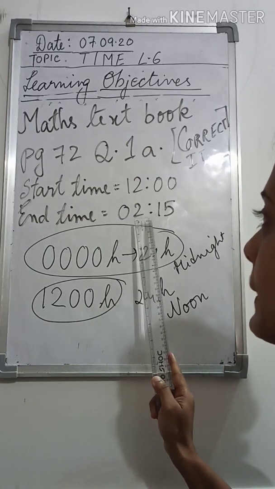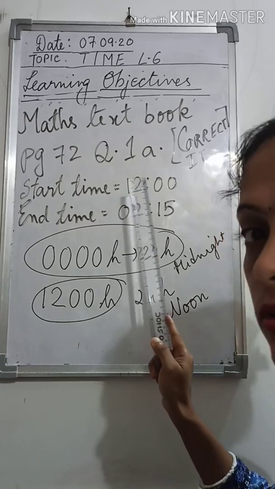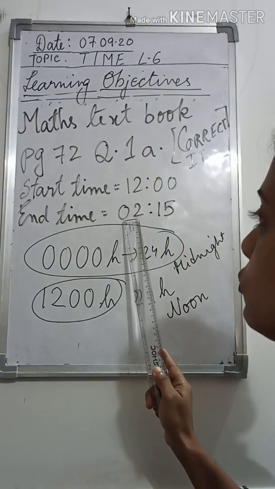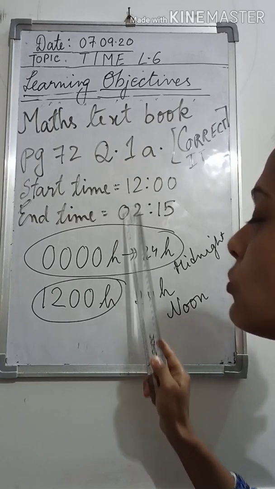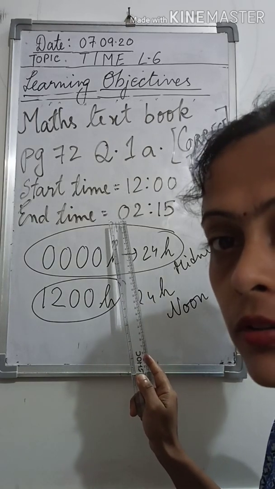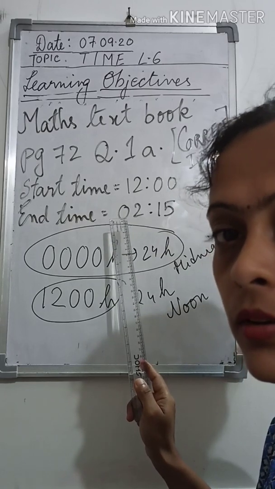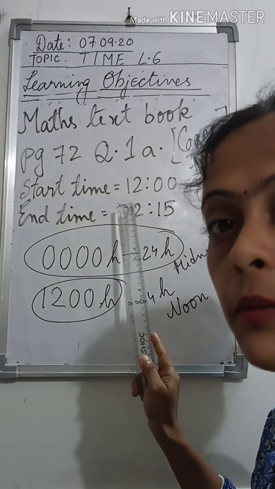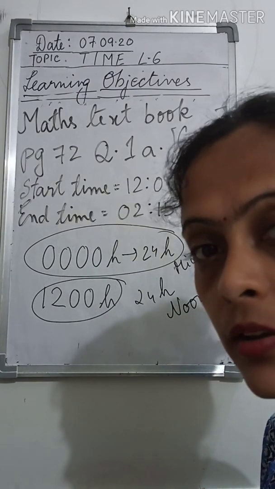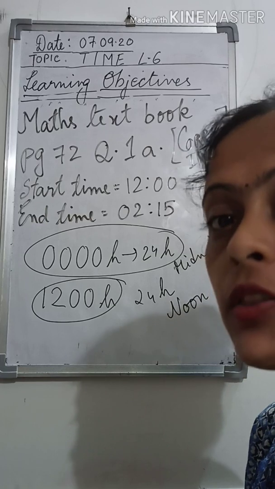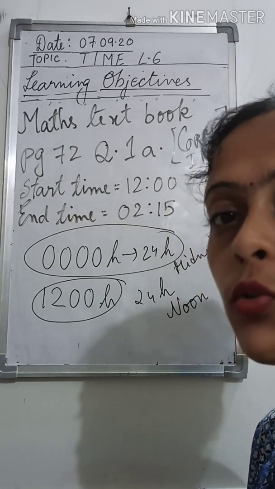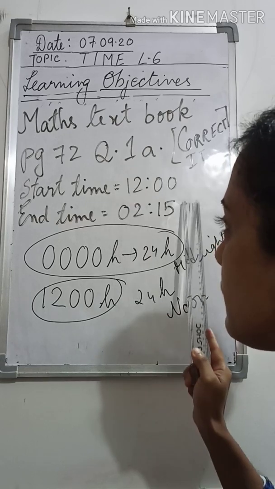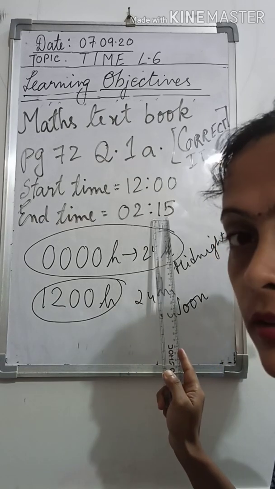Now see, it's given 2. I have told you in the question it's given in a 24-hour clock. So if the hour part is 2, will it be afternoon? No, because for afternoon time, after 12 noon, 1 becomes 13, 2 becomes 14, 3 becomes 15. So in that way it goes. So this cannot be afternoon. This is not a PM time.